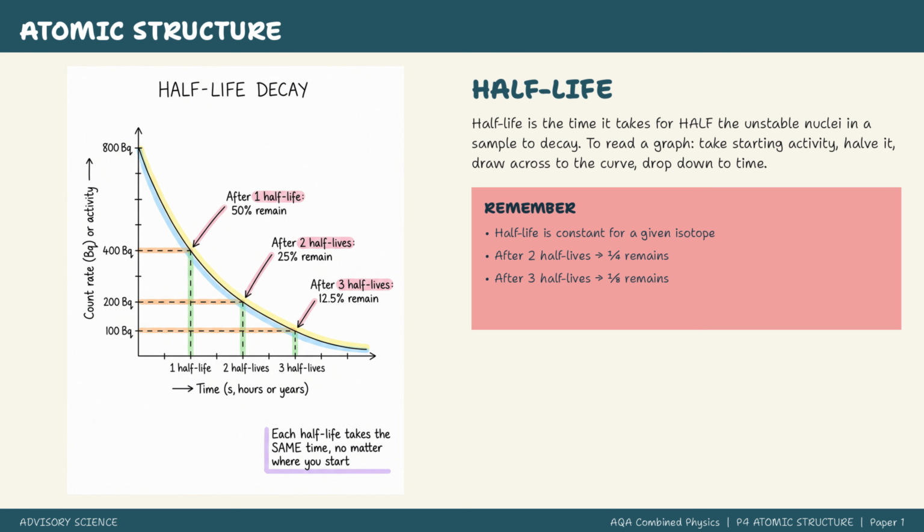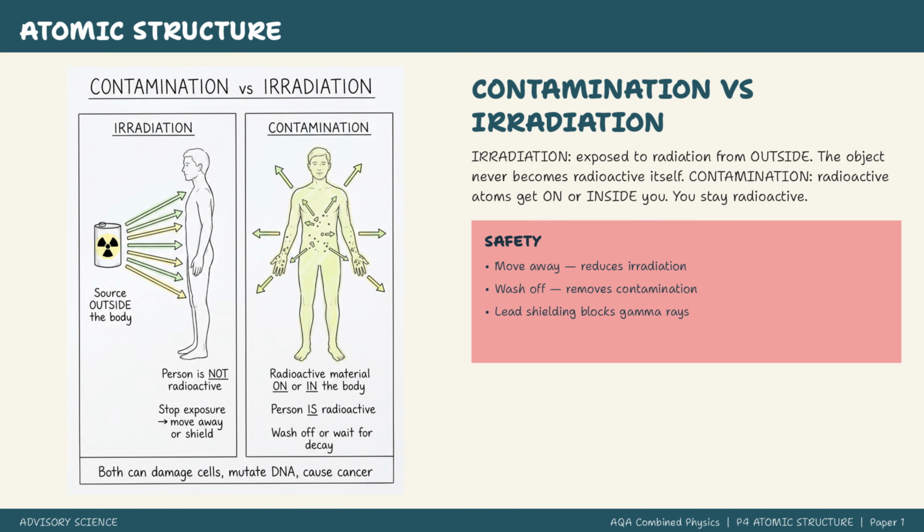Examiners will heavily test your ability to distinguish between irradiation and contamination. Irradiation occurs when an object is exposed to radiation beams from an outside source. The rays pass through the object, but the object never becomes radioactive itself, just like stepping into the sun does not make you emit sunlight.